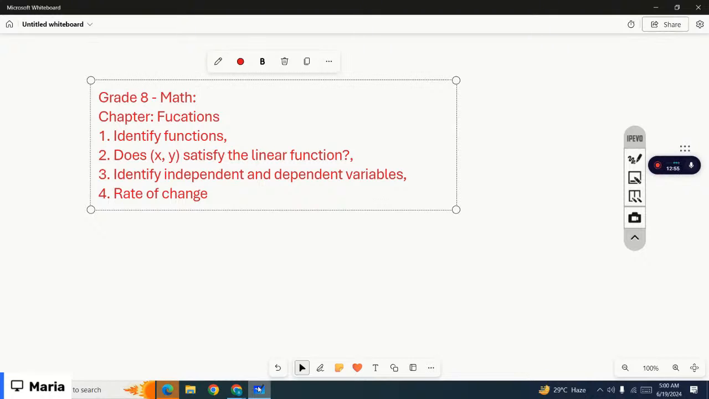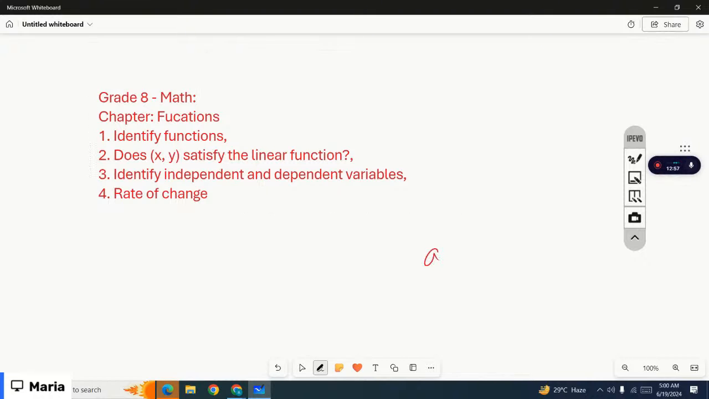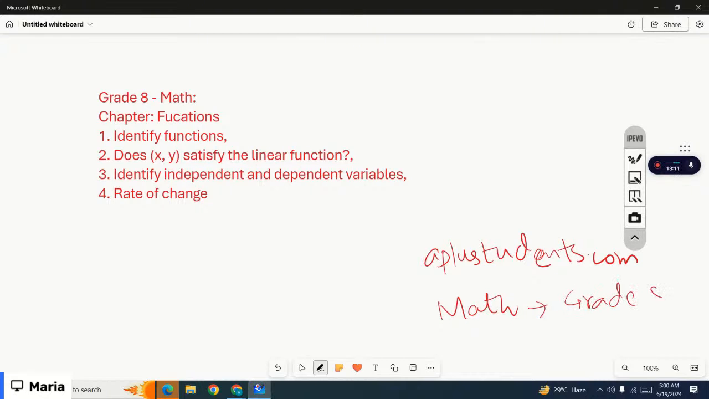You can find all the lessons on aplusstudents.com. You have to log in there using your email address and password as provided by the administrator. Then you have to select math from the subject tab. Scroll down to grade 8 math and then click on view all lessons.